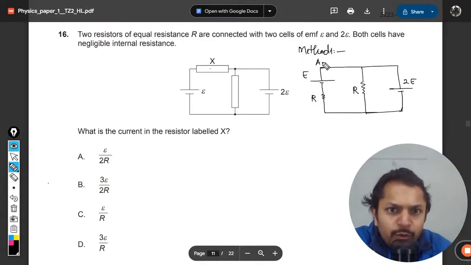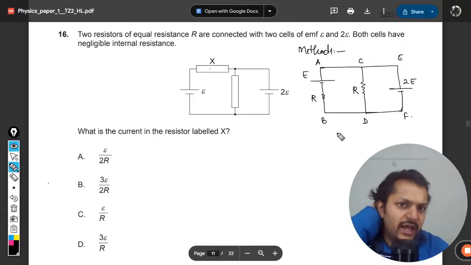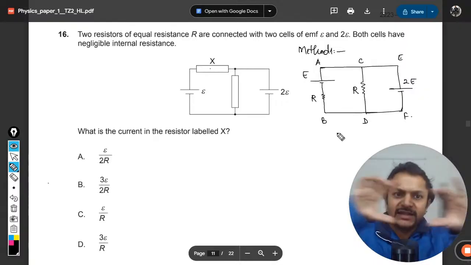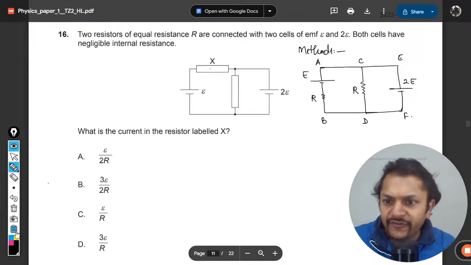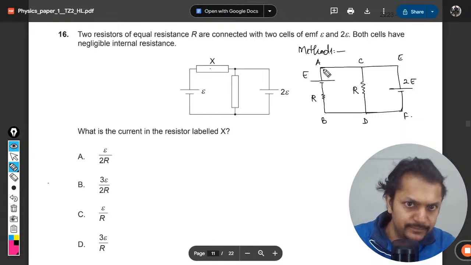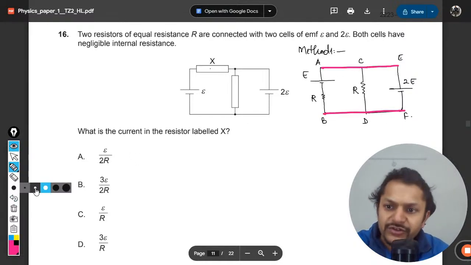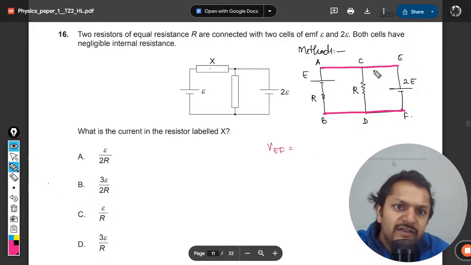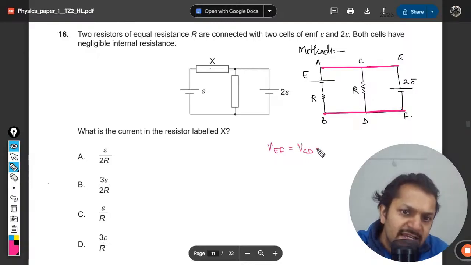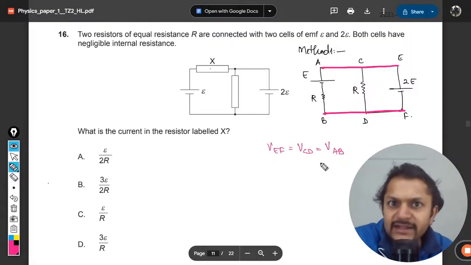In this, I'm going to name these points A, B, C, D, E and F. They are all in a parallel connection here. These branches are maintained at the same potential. So the potential difference across EF is equal to the potential difference across CD, and is equal to the potential difference across AB. We can assume that, isn't it?